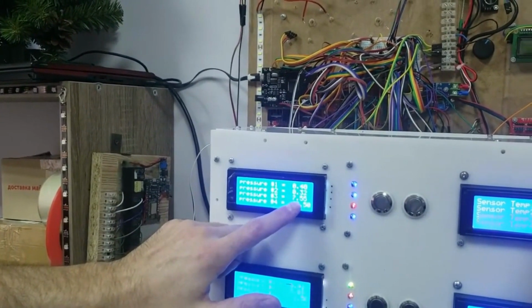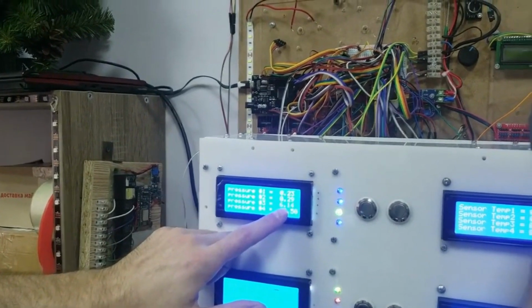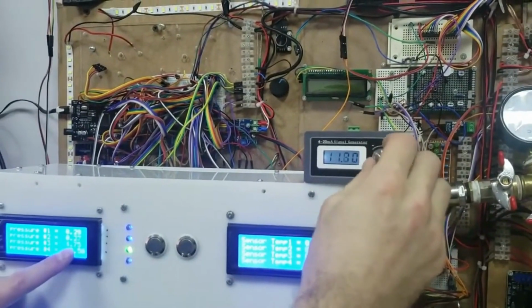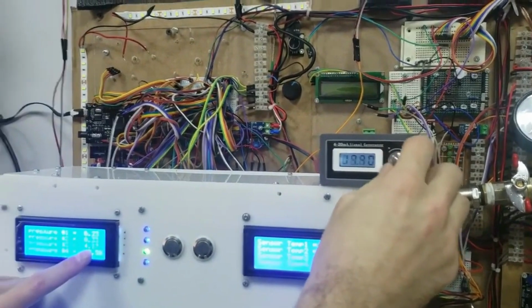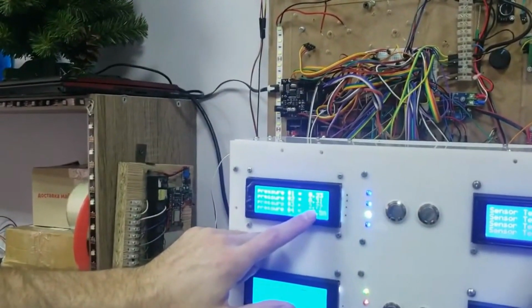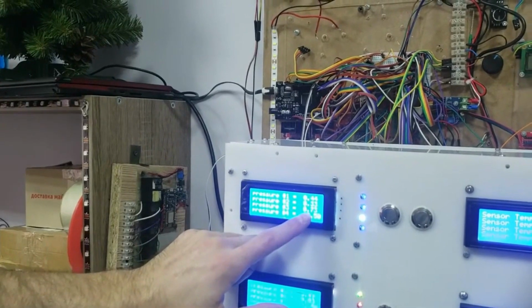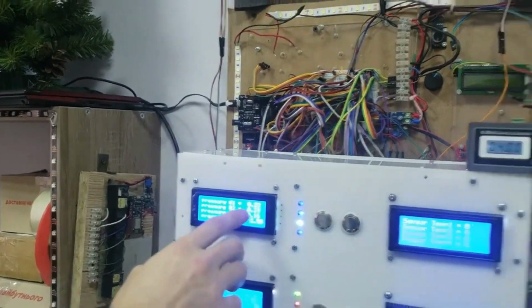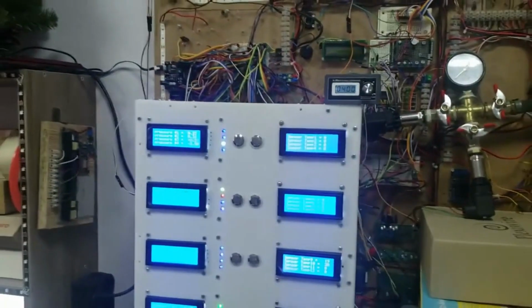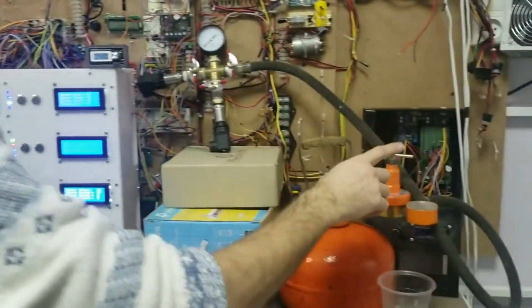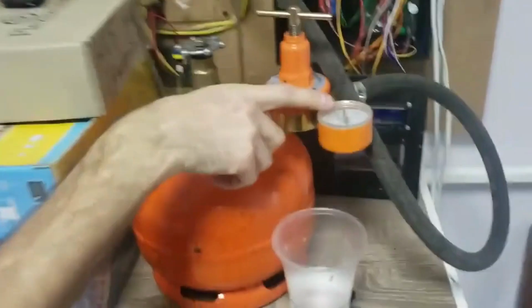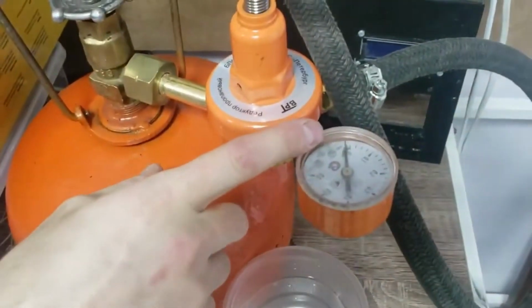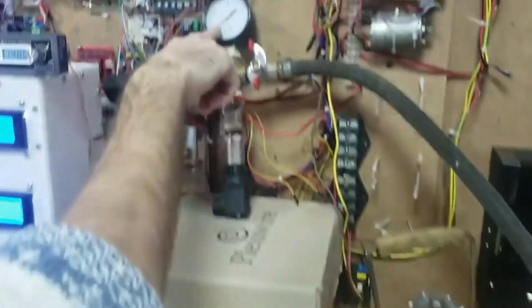8 bar, 7, 6, 5, and down to the minimum. Now we have 0. Now, we can simulate the gas delivery system. At this stage, we have 0 pascals on the manometer and 0 bar.